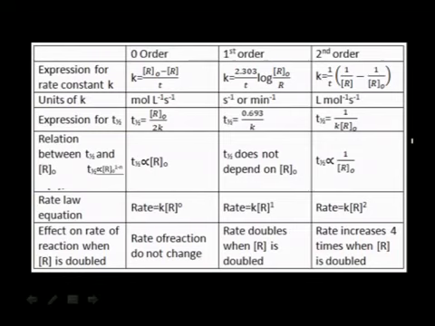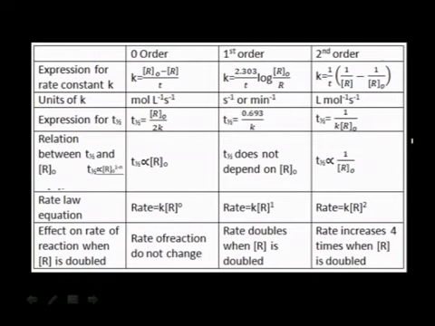When the value of rate constant for any reaction is given, based on the unit of rate constant, you can identify whether the reaction is zero order, first order or second order. That is one method of identifying the order of a reaction. And then T half, as you know very well, is the time interval during which the concentration of reactant is reduced to 1/2 of its initial value.